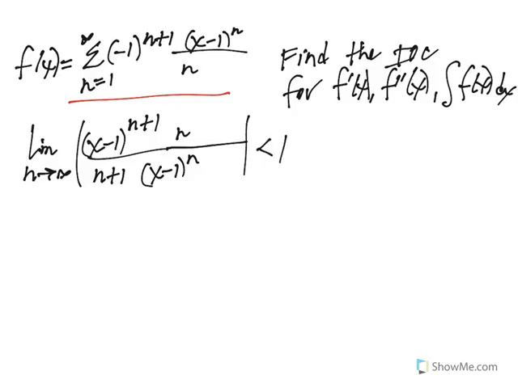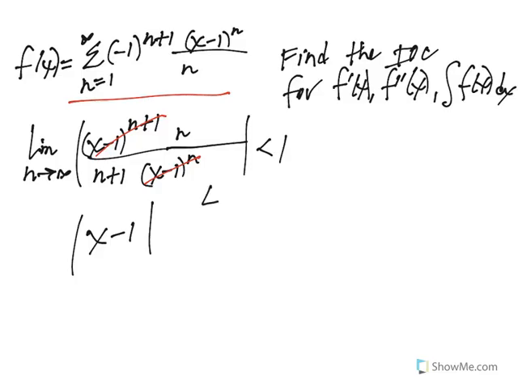Less than 1, because I know it converges. I'm just looking for where it actually converges at. All right, so if I go ahead and reduce this, remember, the limit of a product is equal to the product of the limits. So really, what I can do is, first of all, cancel the x minus 1 to the n. I've got one more x minus 1 on the top than I do on the bottom.